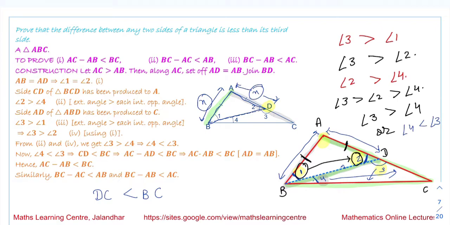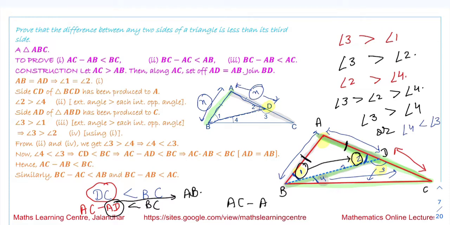Now what is the value of DC? So it is AC minus AD. I am talking about the value of this DC. This whole length is AC, and if we subtract from this the length AD, we get the value of DC. So we are writing that AC minus AD is less than BC. Now this AD length is equal to the length AB. So what we get is that AC minus AB is less than BC.